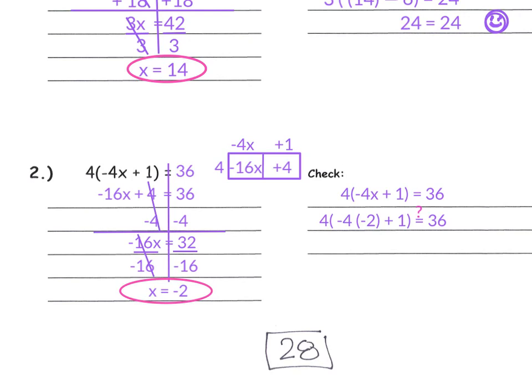I can then put it into my calculator, again remembering to use your parentheses everywhere you see parentheses, and I do end up with 36. So then I'm happy and I can say 36 does equal 36. So my check worked, and I can bring down my smiley face. So a little smiley face shows us that we did indeed check, and we made sure that it did work out.